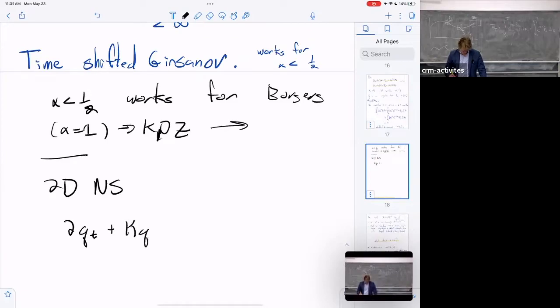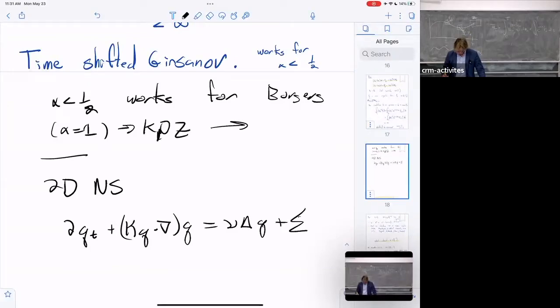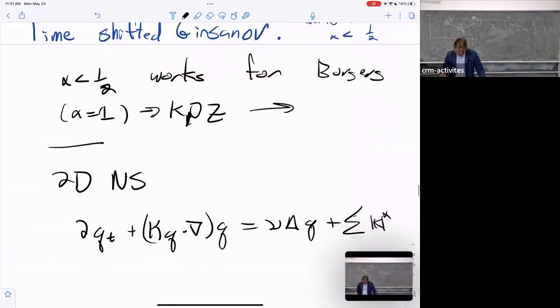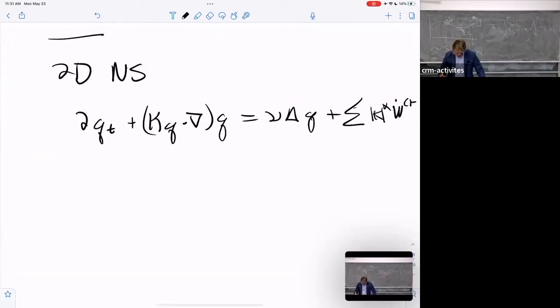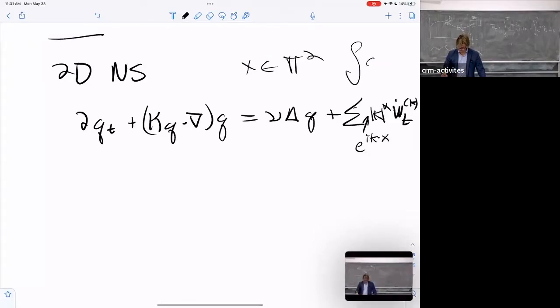So this is the Biot-Savart kernel dotted with the gradient applied to q equals nu Laplacian q plus some k to the alpha W dot k t, and let's put in complex e to the i k dot x. I'm thinking about x on the torus. Of course, this is the vorticity formulation, so it's necessarily incompressible, and I have the integral of q dx is 0, so it means 0.